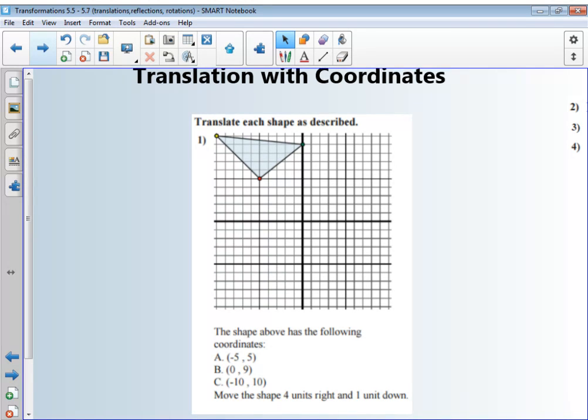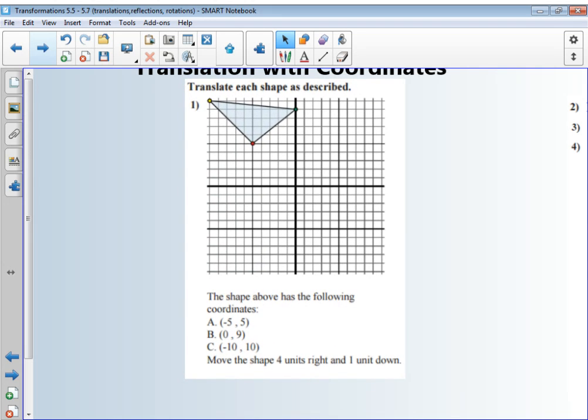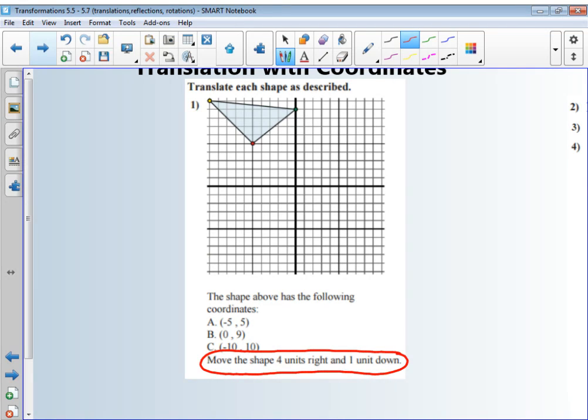So we're going to do translations involving and working with coordinates also. The key thing on this is if they ask us to translate a figure, we're going to have to first of all see what the translation was. And that's located down here, not always down below, but on this worksheet, that's where they've given us the translation. So it says the shape above has the following coordinates.